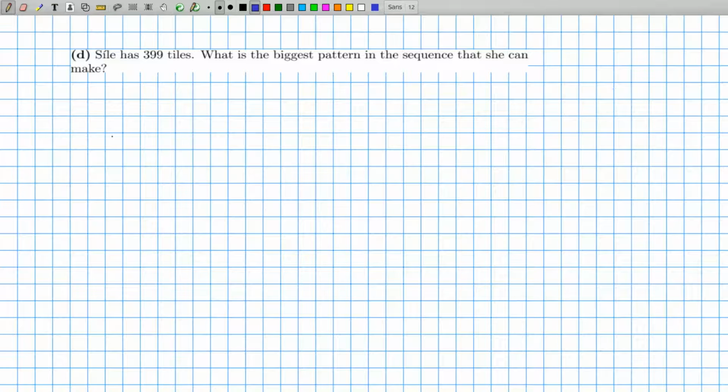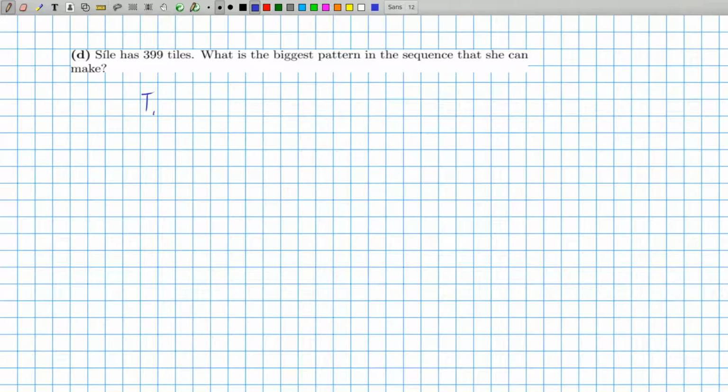In part B, we're told that Sheila has 399 tiles in total, and we're asked what's the biggest pattern in the sequence that she can make. So essentially what we're saying is the number of tiles in the pattern has to be 399 or less. She can't make any patterns that use more than 399 tiles. So what we can do is just add on the 12 each time and then try and get whatever pattern it is that's less than 399, or we can use our formula.